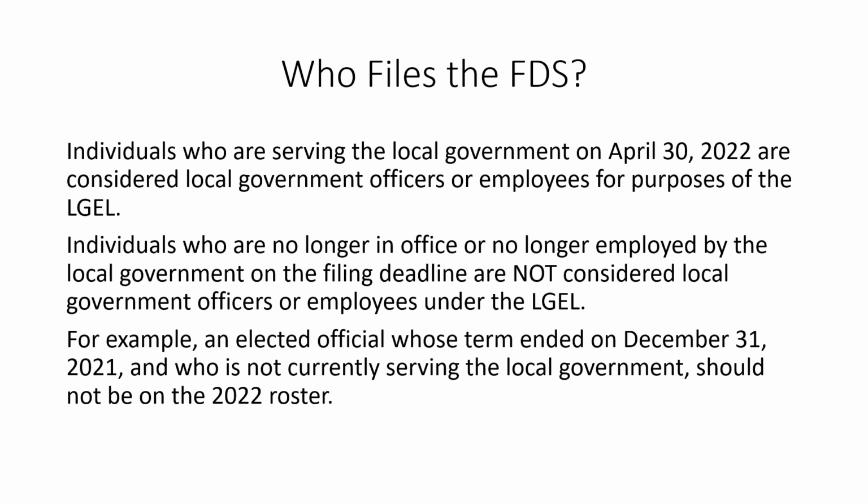Under how the local government ethics law reads and how we've interpreted it over the years, the local government officers who are in office on April 30th are those who should be on your 2022 roster. That means if they're not working, if they're not employed in office on a commission that would have to file as of that date, they should not be listed on the 2022 roster.